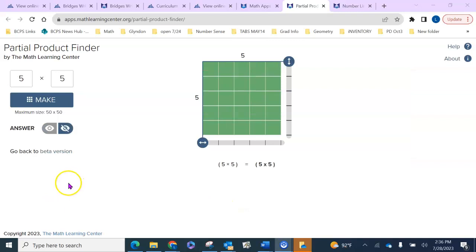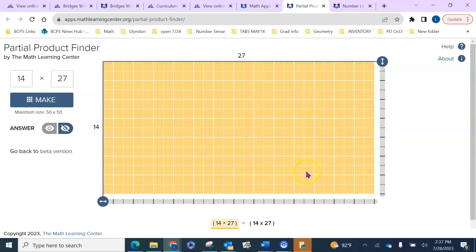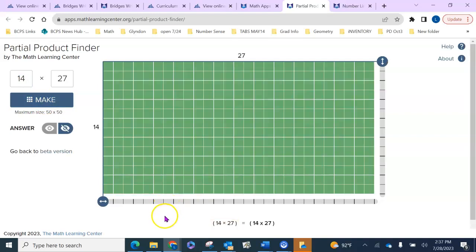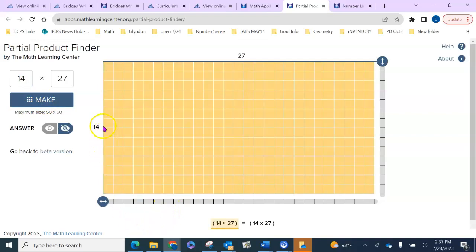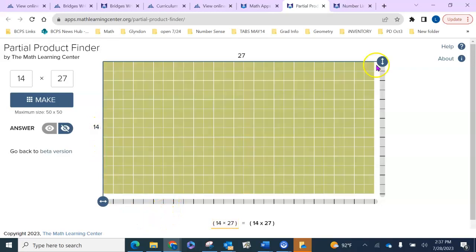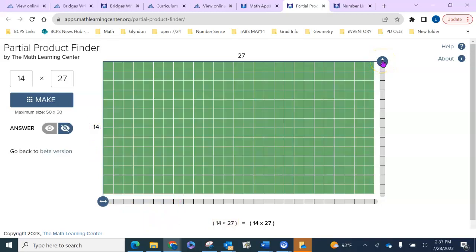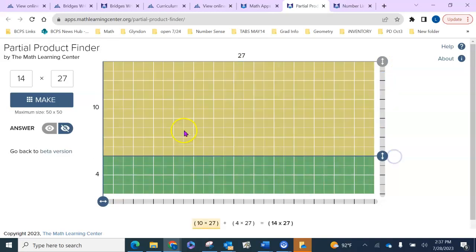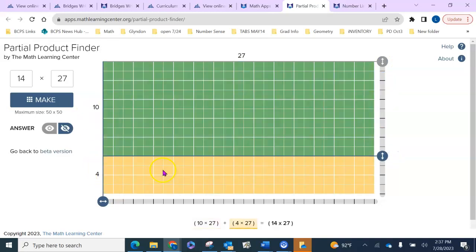For question 2, it asks to use an area model divided into 4 regions, and that problem is 14 times 27. Click on make, makes the large array. So again, the easiest thing to do is to break it apart by place value. So I divide that 14 into 4 ones and 1 ten. And 1 ten on the top and 4 ones on the bottom.